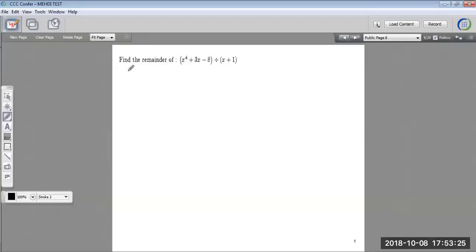Okay, here it says find the remainder. So we're dividing x plus 1 into this polynomial. One way to find the remainder obviously is to divide. Set up the long division. Remember we learned how to do long division. I'm not going to use long division though, but I'm going to show you. If I set up the long division like that, you should know how to divide this and find the remainder.